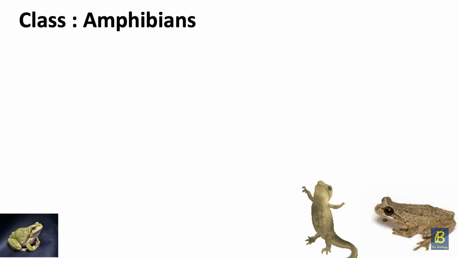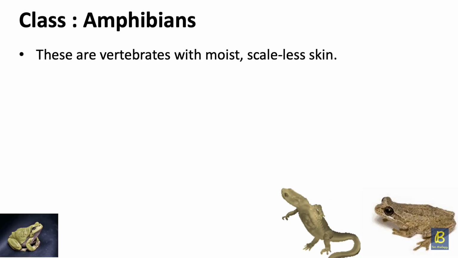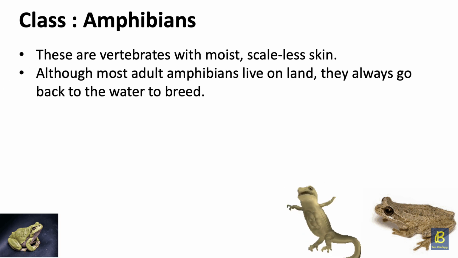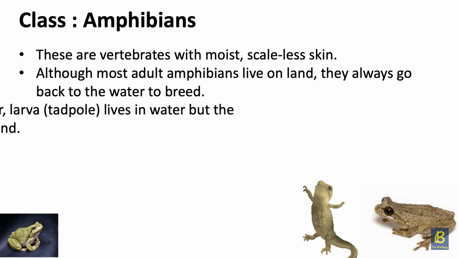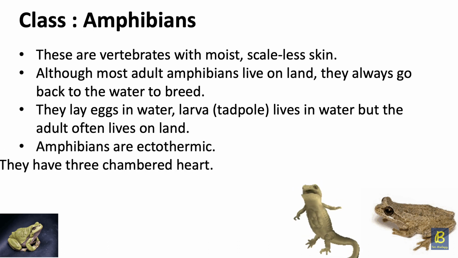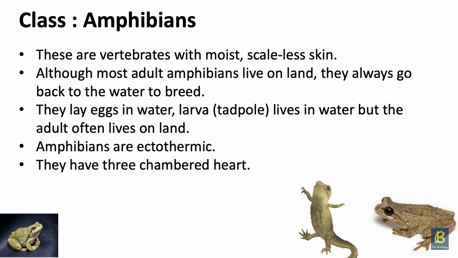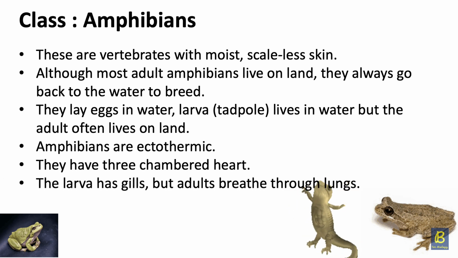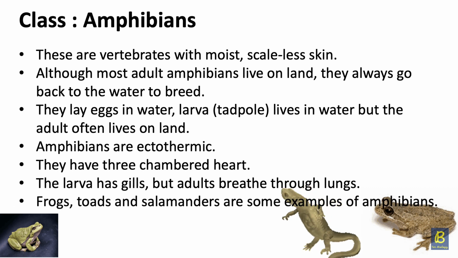The next class is amphibians. These are vertebrates with moist, scaleless skin. Although most adult amphibians live on land, they always go back to the water to breed. They lay eggs in water. Larva or the tadpole lives in water, but the adult often lives on land. Amphibians are ectothermic. They have a three-chambered heart. The larva has gills, but adults breathe through lungs. Frogs, toads, and salamanders are some examples of amphibians.